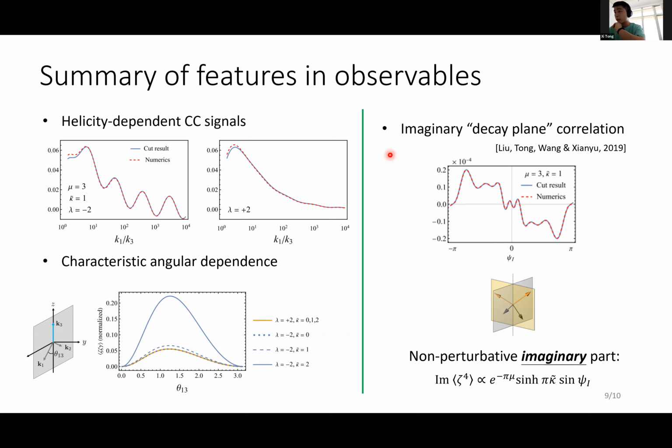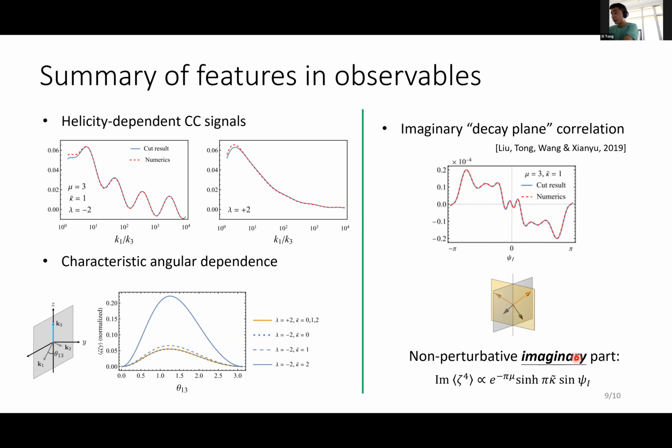At the trispectrum level, namely the 4-point correlation function of the curvature perturbations, there's also something interesting: the 4-point function will grow a non-perturbatively small imaginary part because of the parity violation. It's manifested as an odd dependence on the dihedral angle spanned by the 2 pairs of the momenta. So this is an odd function of the dihedral angle. It's actually an analogy of the decay-plane correlation in particle physics.